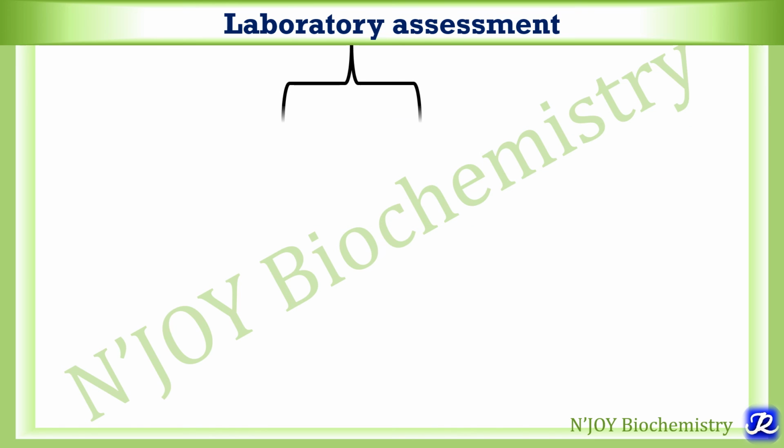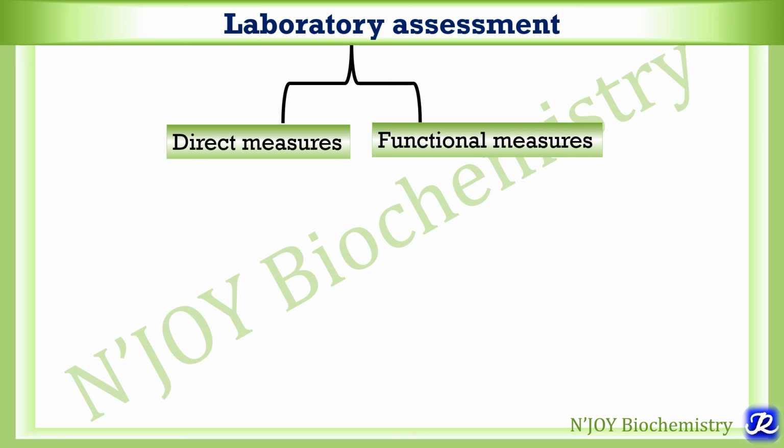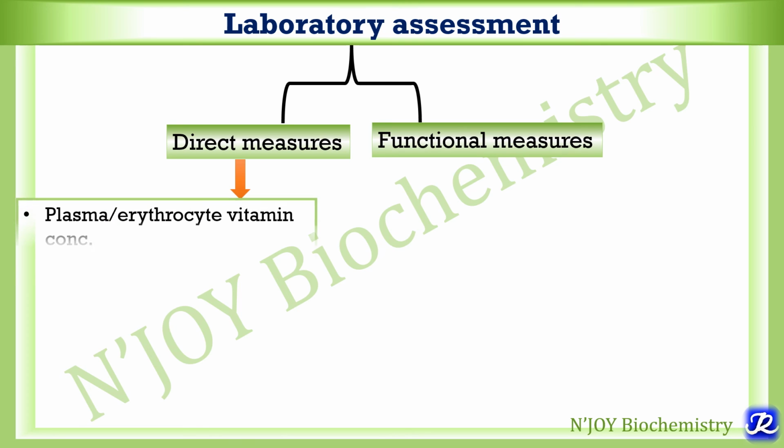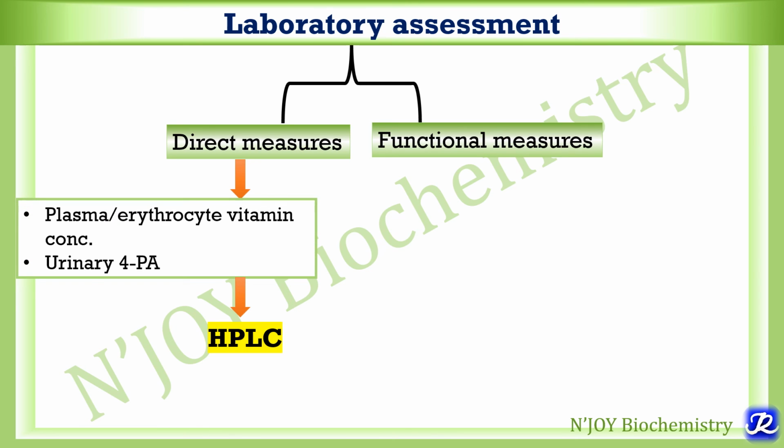Laboratory assessment of vitamin B6 can be done by direct measures or functional measures. Direct measures will include plasma or erythrocyte vitamin B6 concentration, and estimation of urinary 4-pyridoxic acid, and this can be done by high performance liquid chromatography.